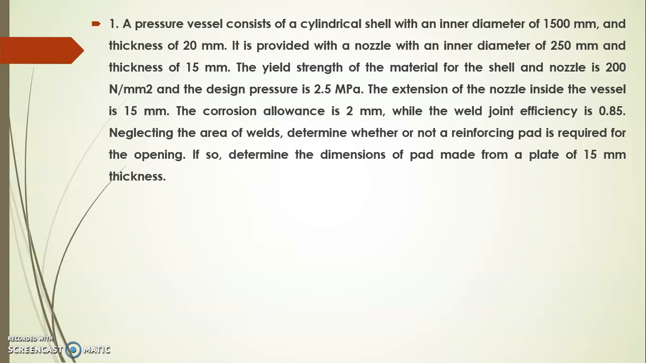The corrosion allowance is 2 mm while the weld joint efficiency is 0.85. Neglecting the areas of welds, determine whether or not a reinforcing pad is required for the opening. If so, determine the dimensions of the pad made from a plate of 15 mm thickness. Now we will see its solution.